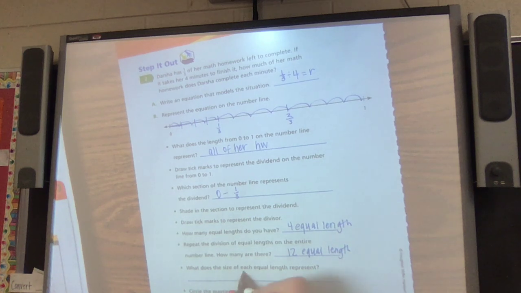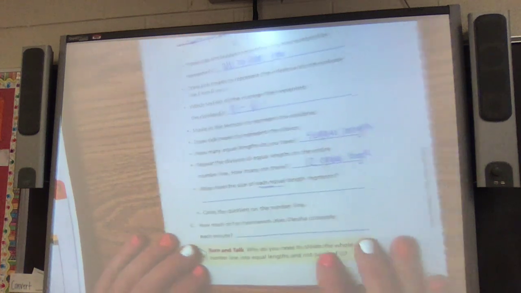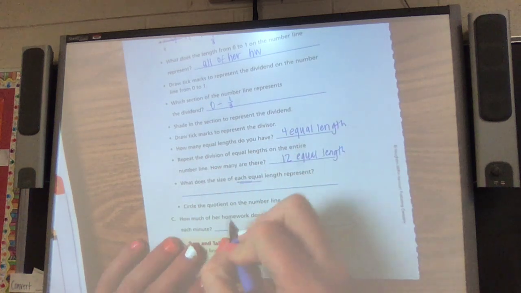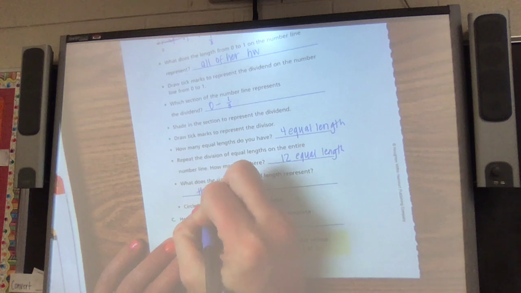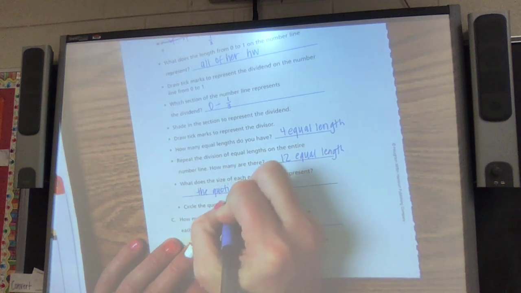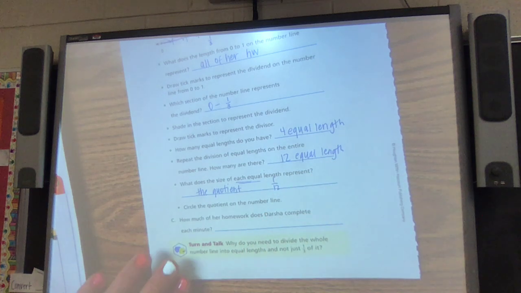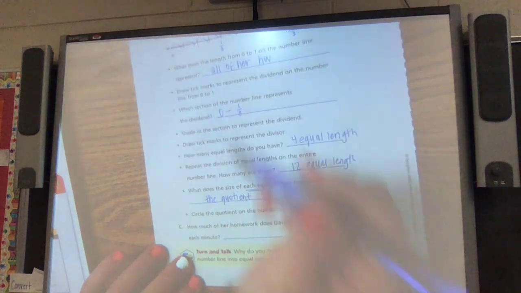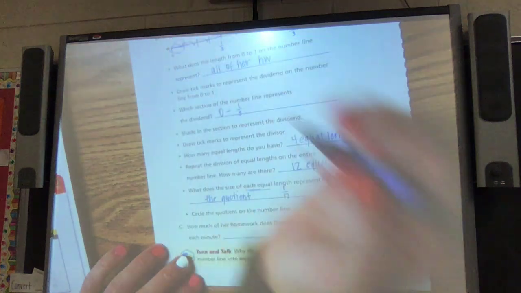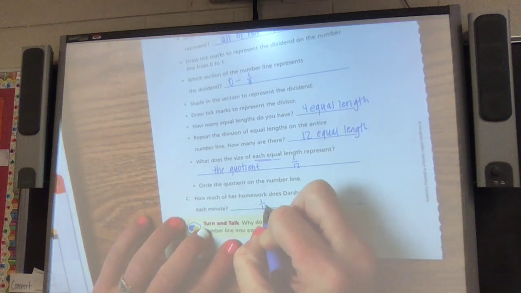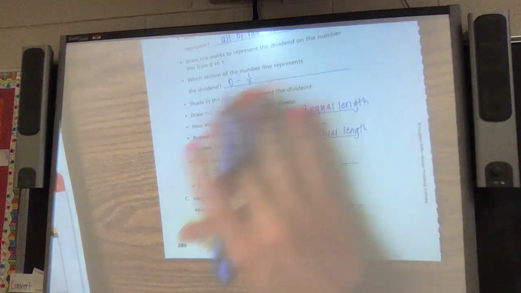So each one, making sure you can see me, each one is going to be the answer, or the quotient, because that's the answer to a division problem, and that's 1/12. Circle the quotient on the number line. One of these right here. So how much each minute? 1/12 of her homework is done every minute.